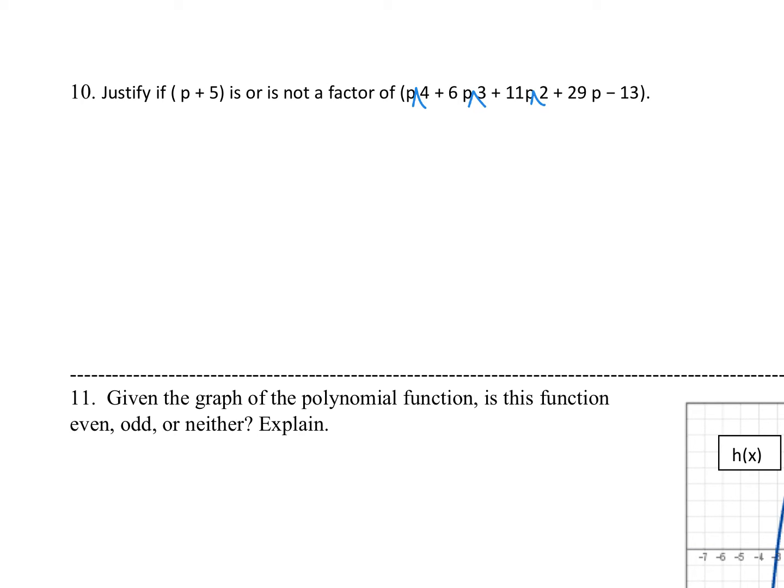They want you to justify why p plus 5 is or is not a factor. Now, the easiest way to do this is to plug in p equals negative 5 into all the choices. You could also use synthetic division and do it that way and see if you get a remainder of 0. But what I'm going to do is I'm going to plug in p as negative 5. And all of those little things I just drew are exponents.